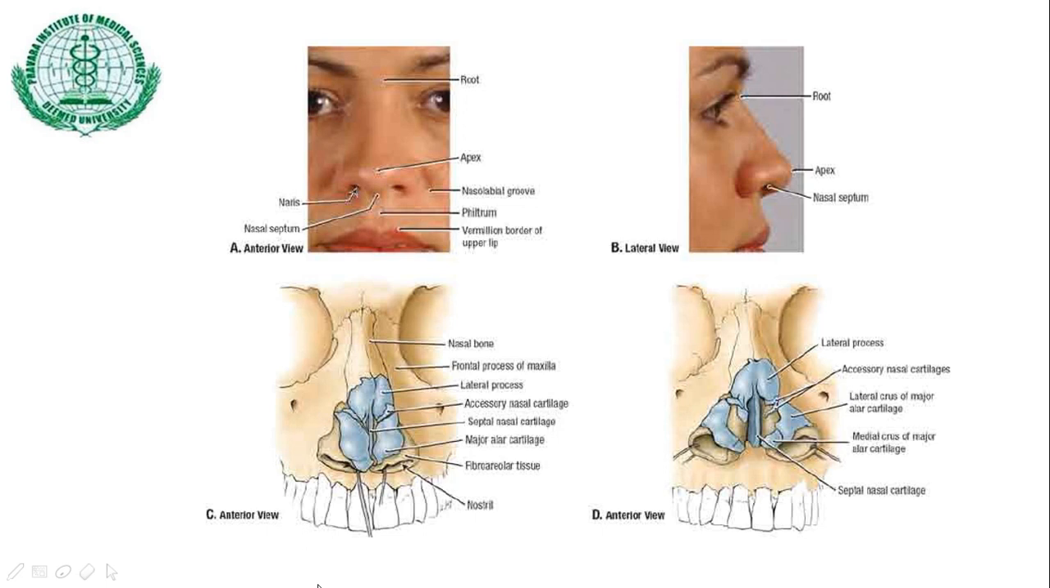Now these are the two major alar cartilages. These are somewhat U-shaped and they comprise the medial and the lateral crus. So this will be the medial crus of the major alar cartilage and this will be the lateral crus. The medial crura of the two sides meet in the midline, below the lower margin of the septal cartilage, to form the lower part of the nasal septum. They meet with the lower border of the septal cartilage and form the columella.